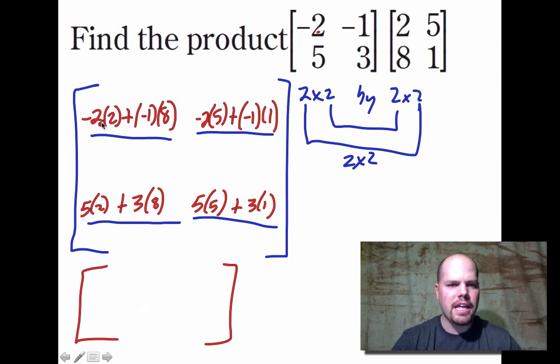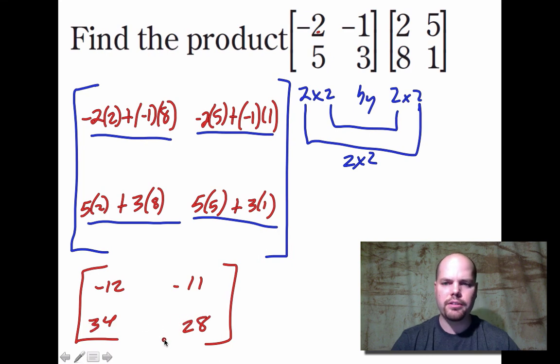So we'd get negative 4 plus negative 8, so that's negative 12. Negative 10 plus negative 1 is negative 11. 10 plus 24 is 34. 25 plus 3 would be 28. So the resulting matrix would be negative 12, negative 11, 34, 28.